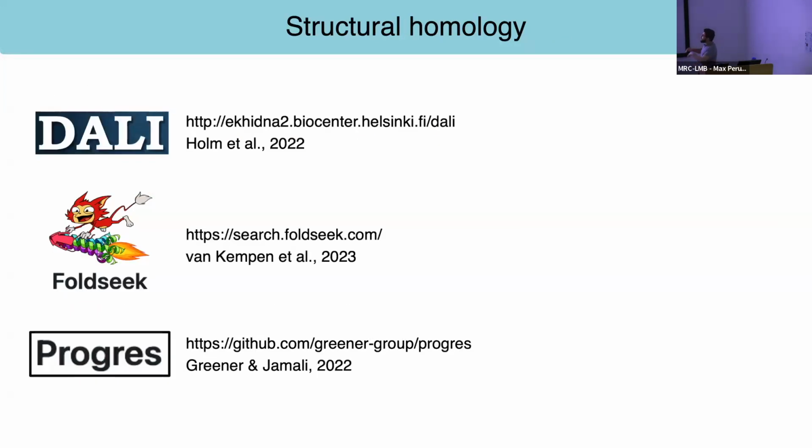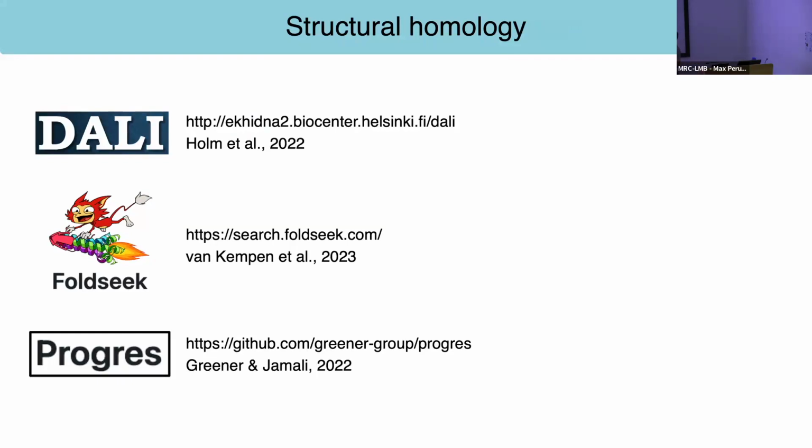Something else you can use going through this list is structural homology. This is if you have a structure and you want to find other structures that are similar to your structure. These are things that are not necessarily homologous in their sequence, but they're homologous in their structure, right? So these are things like DALI.